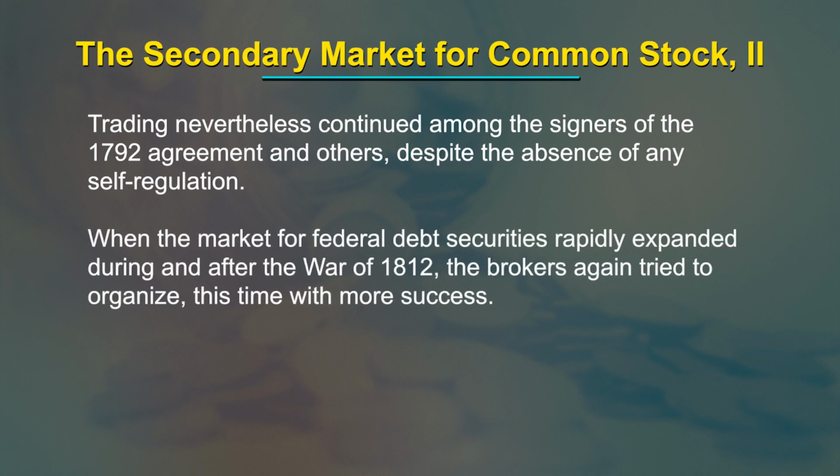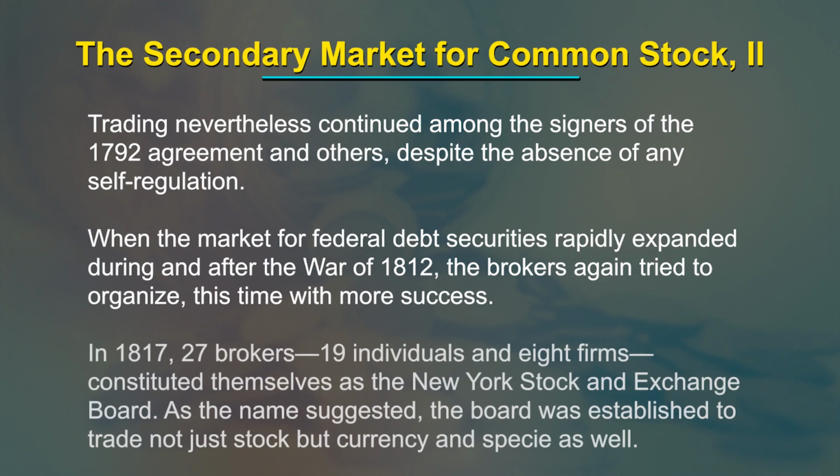When the market for foreign debt securities rapidly expanded, which took place during and after the War of 1812, the brokers again tried to organize. And this time, the organization of the brokers was more successful. In 1817, 27 brokers, 19 individuals and 8 firms, constituted themselves as the New York Stock Exchange Board.